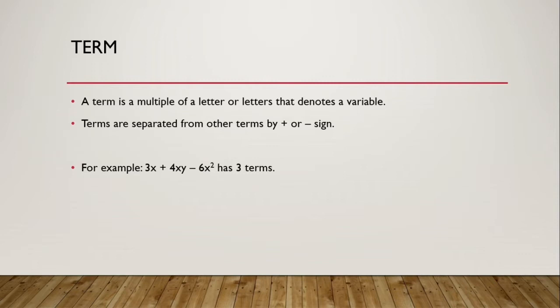Well, what is 6x squared? 6x squared is a multiple of 6 times x times another letter x. So 3x is one term, 4xy is another term, and 6x squared is another term. And they're all separated by the plus and minus sign. So in this particular expression, there are three terms. Okay, copy down that example.